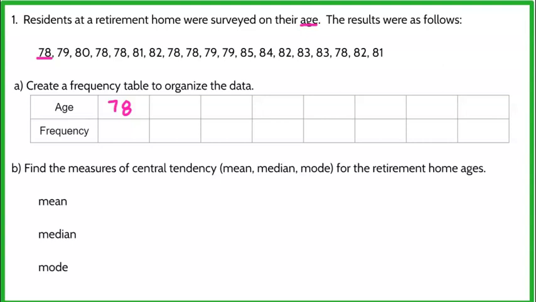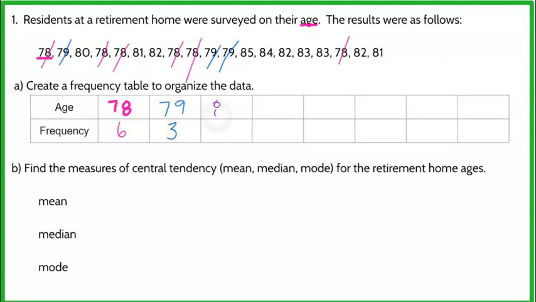Then I'm going to count how many 78s I have. So 1, 2, 3, 4, 5, 6. I have 6, so I'm going to put a 6 there. The next number I see is 79. We want to go from least to greatest, which makes it easier to interpret. So we have 79 one time, 2 times, 3 times.